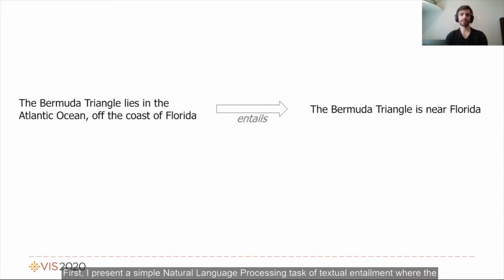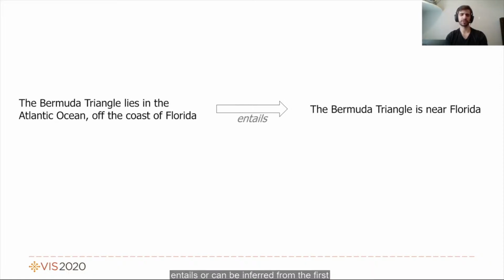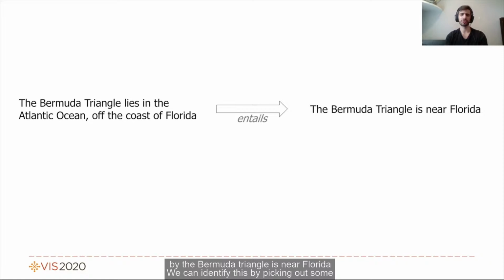First, I present a simple natural language processing task of textual entailment, where the objective is to predict whether a second sentence entails or can be inferred from a first. Here we have: the Bermuda Triangle lies in the Atlantic Ocean off the coast of Florida, and we can see that this is clearly entailed by: the Bermuda Triangle is near Florida. We can identify this by picking out some key words.